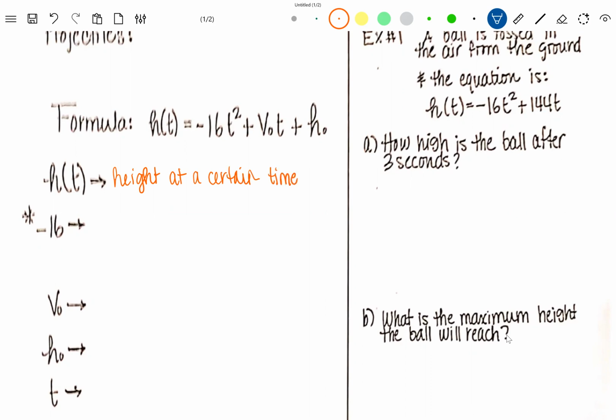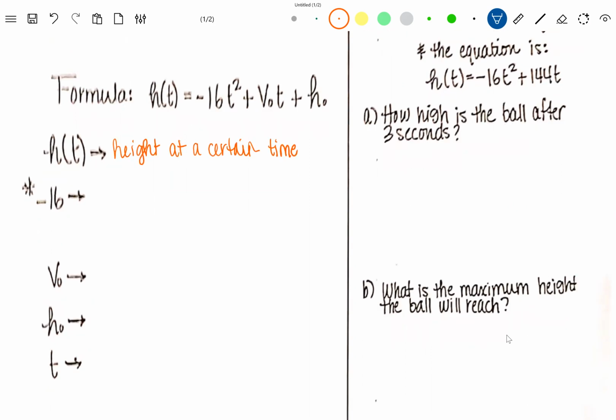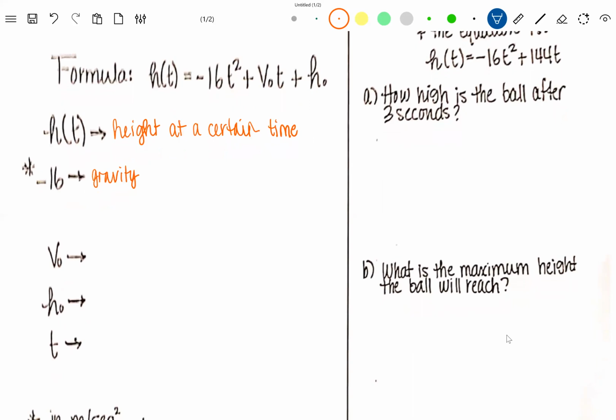So if you wanted to figure out the height at 3 seconds, you would change t to 3 in here and then all the way across to figure out how high it was after those 3 seconds. The negative 16 represents gravity. And it's actually an average because it goes up and then comes back down. Gravity actually pulls at negative 32 feet per second squared, straight down. But part of the time it's going up, part of the time it's going down. So that's why it's an average.